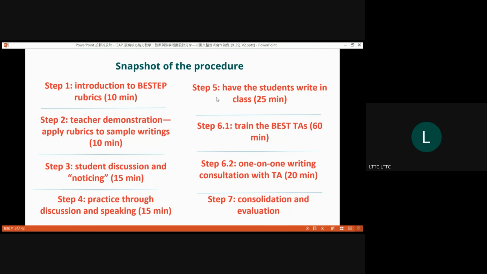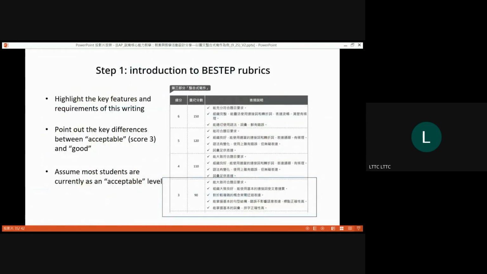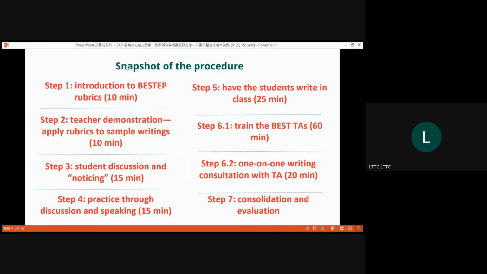So first I will introduce the rubrics to the students. This is the rubric from the Bestep website. I assume, because they are already advanced users, that most of them are currently at level 3, but I believe I have to elevate their writing skills to 4 or 5, and these will be our goals. So I will introduce the Bestep rubrics to them.